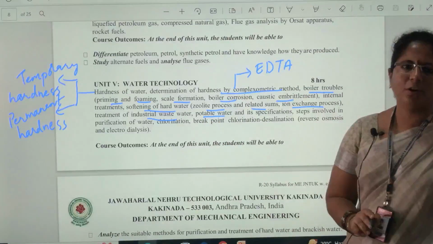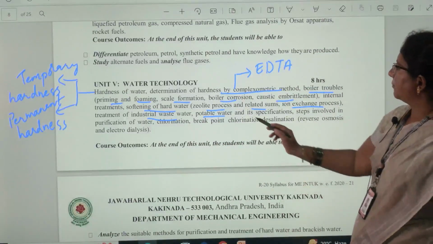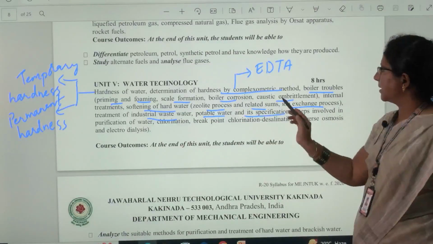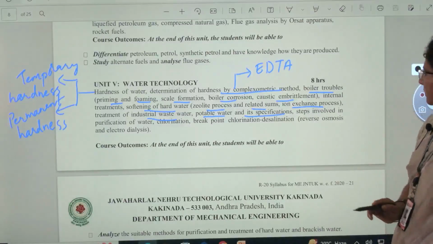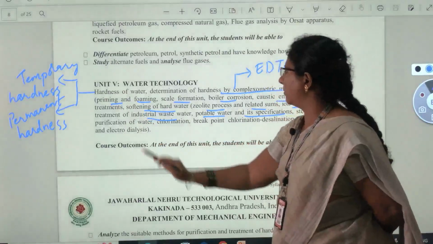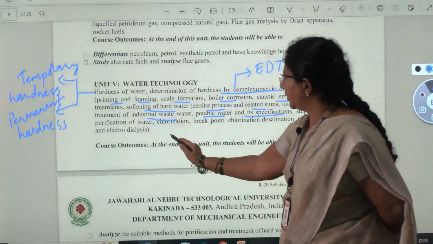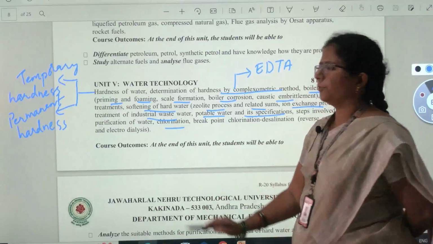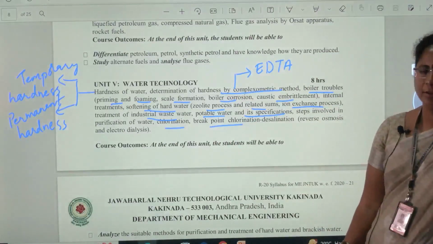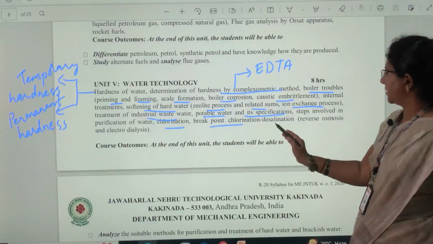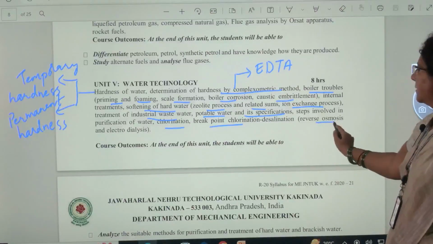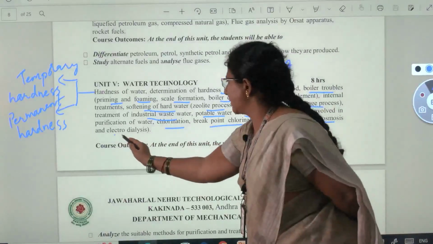Potable water means water which is pure and which is free from disease producing microorganisms. And next we have to discuss the specifications of this potable water. And next the steps involved in the purification of water. So what are the purification steps? We can purify the water by chlorination or by breakpoint chlorination. Next one is the desalination process. The desalination methods that are employed are reverse osmosis and electrodialysis.